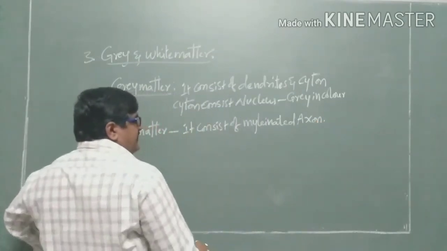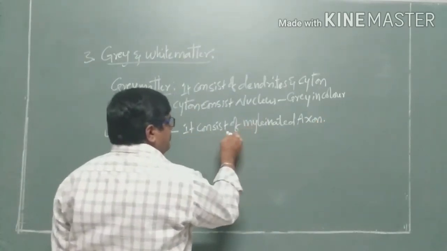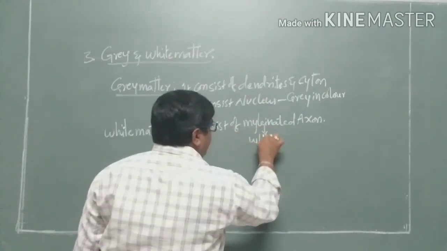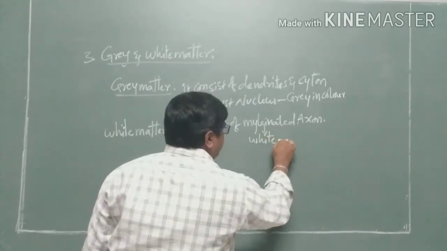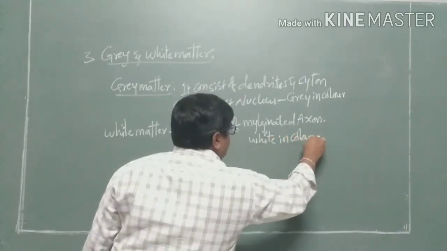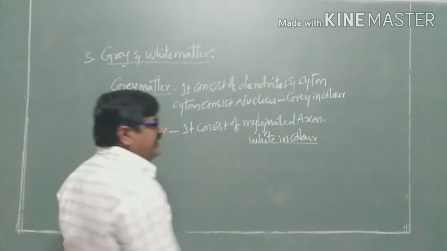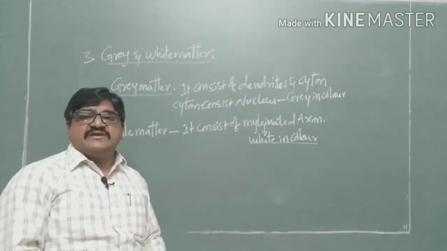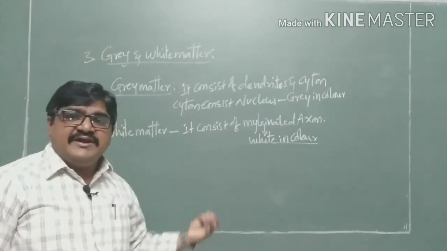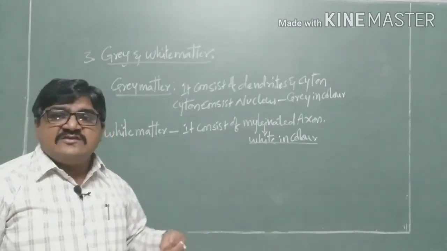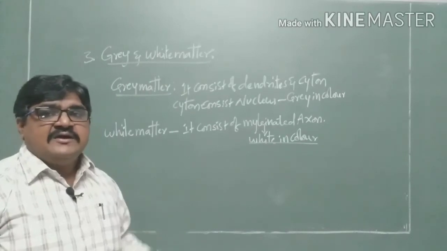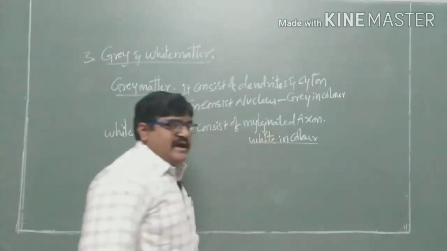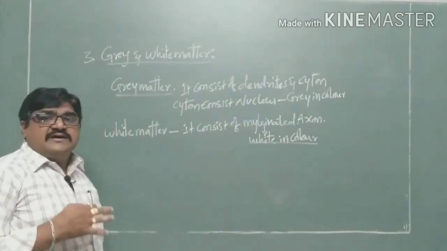So these myelinated axons are white in color. Due to the presence of myelinated as well as non-myelinated axons, these are white in color. So due to the presence of white in color, this matter is called the white matter.